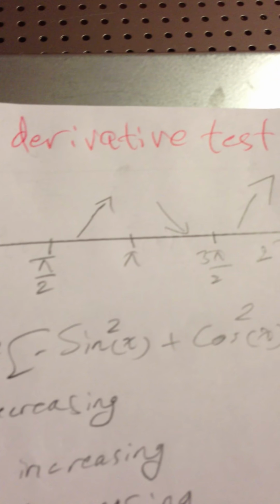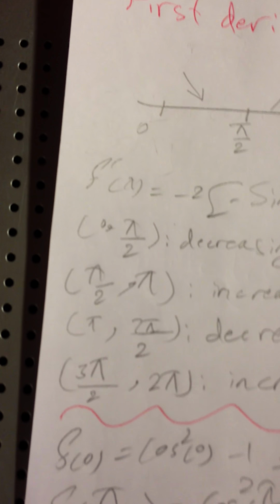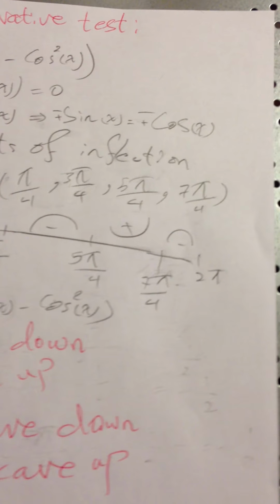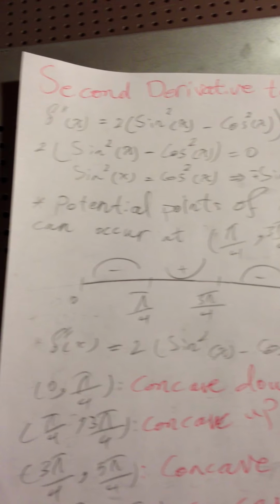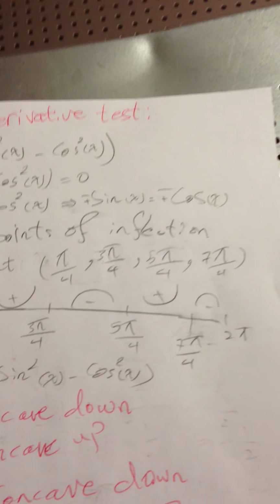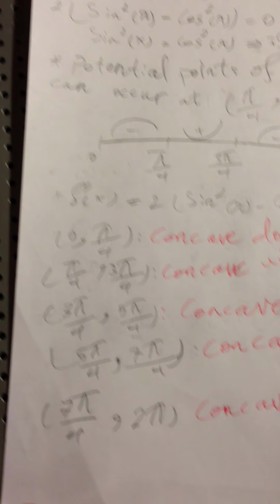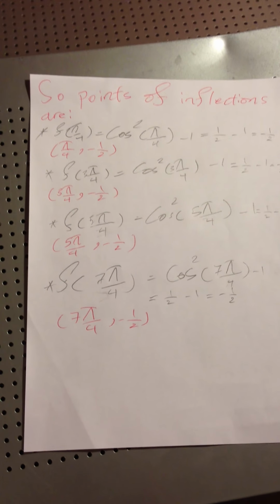Alright? This is the second page. Actually, this is the first page. And this is the third page. This is the fourth page. And what's left is the graph.